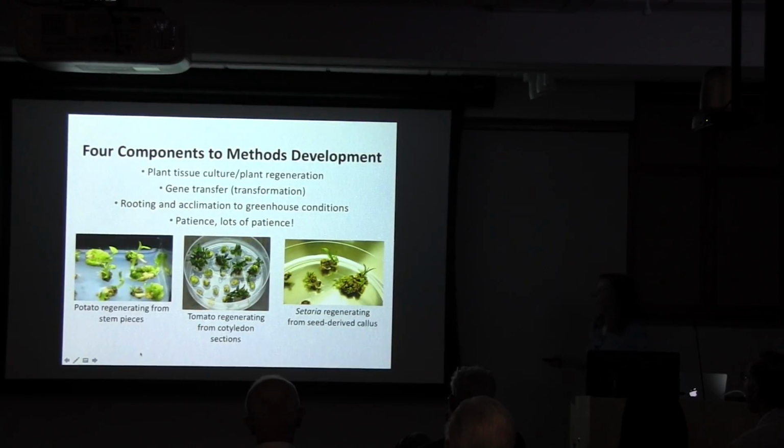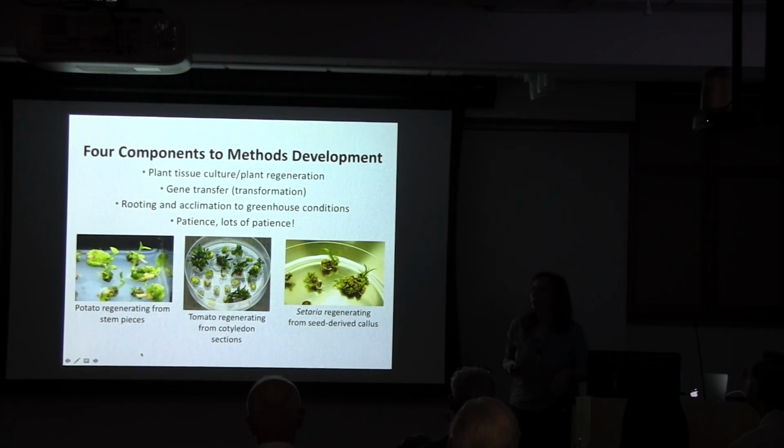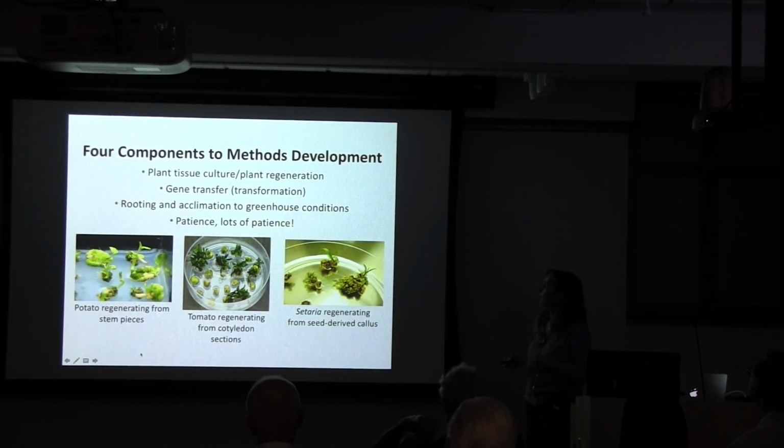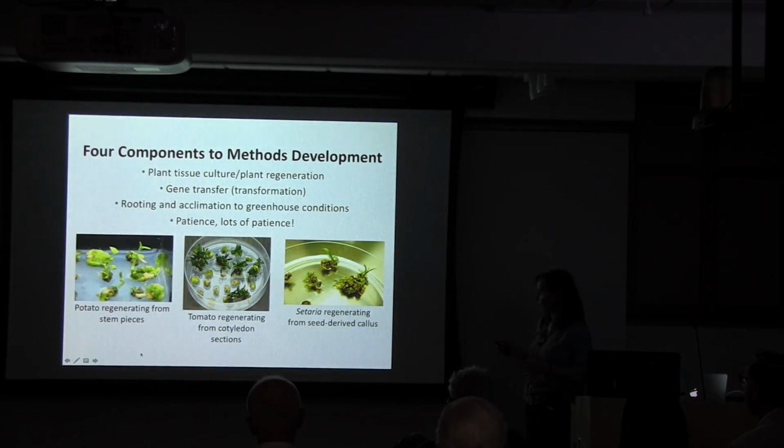So the way I see it, there are 4 components to development of these methods. There's the plant tissue culture and plant regeneration. Even before we go into transformation, we have to have an efficient method for plant regeneration. And these are some examples.